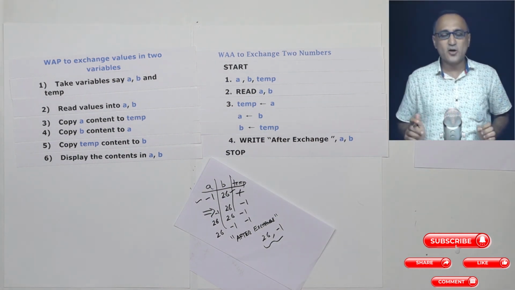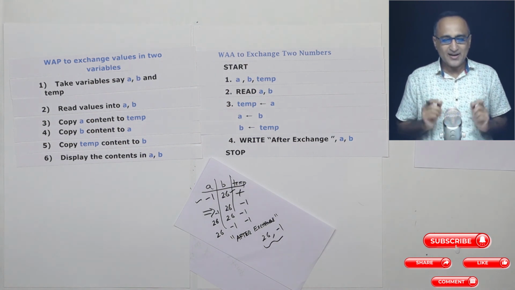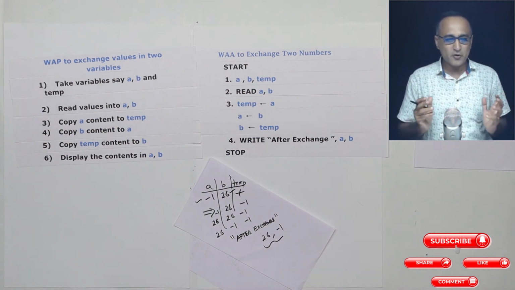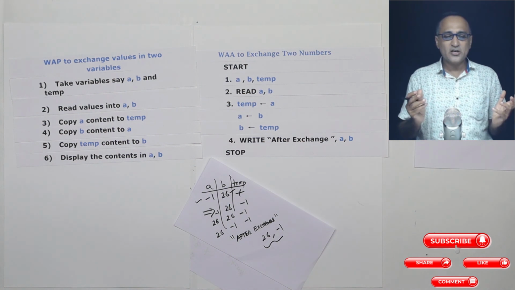So this brings us to the close of our second algorithm and pseudocode in the same video, where we're showing how we can exchange the values in two memory locations, two variables A and B.